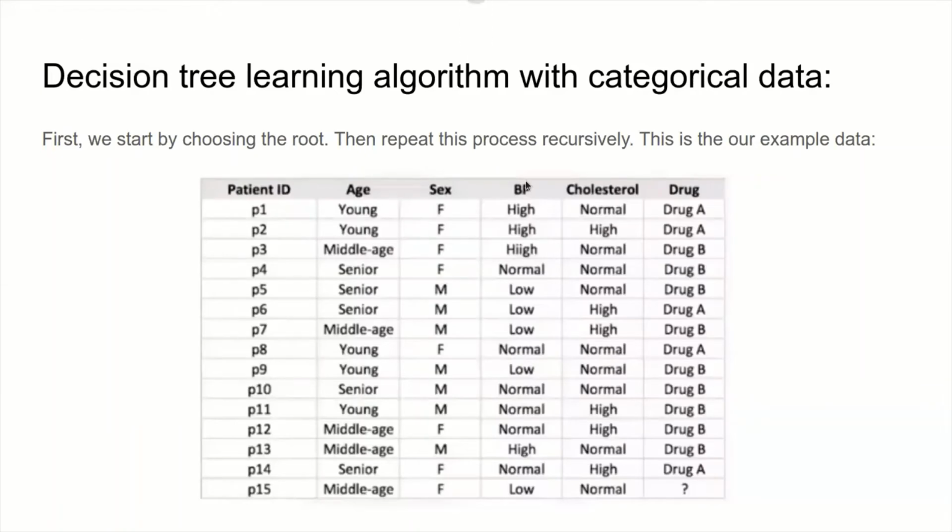So imagine that you are assigned the task of predicting which drug is better for which person, because for some people there will be a certain kind of drug that is better, and for other people there will be another kind of drug that is better. In this case, we have two possible drugs, drug A and drug B.